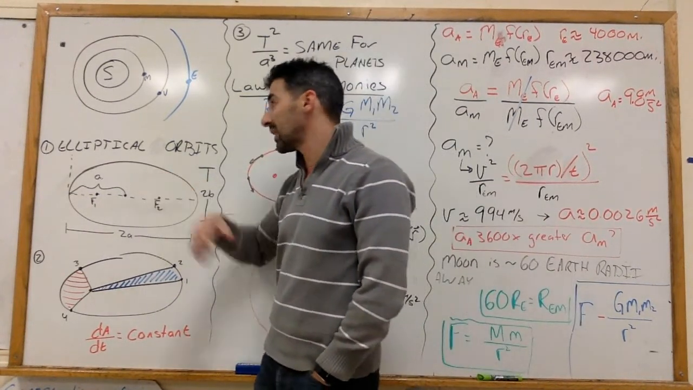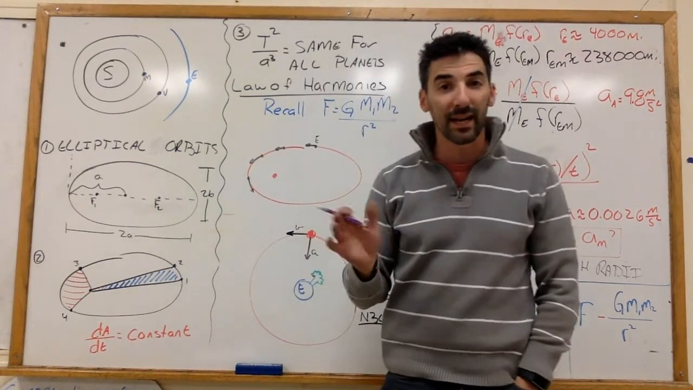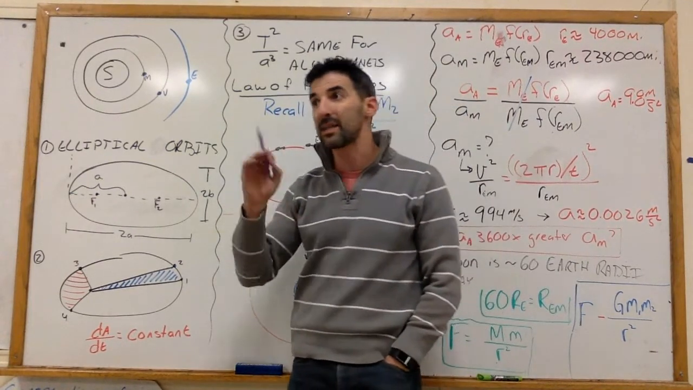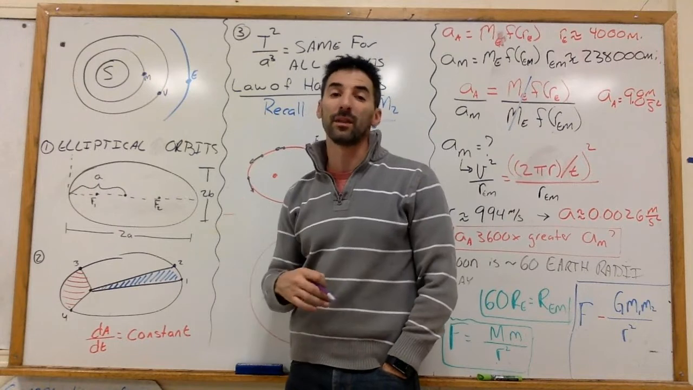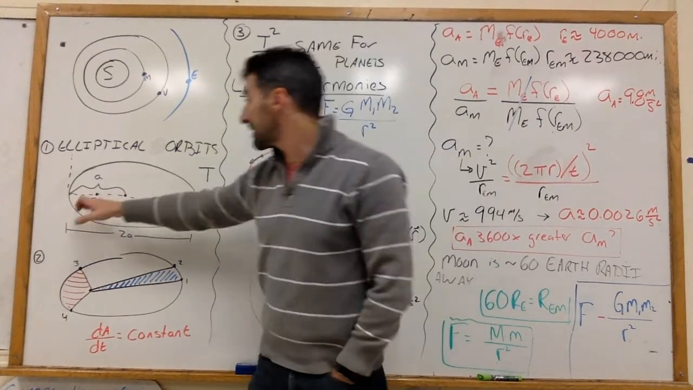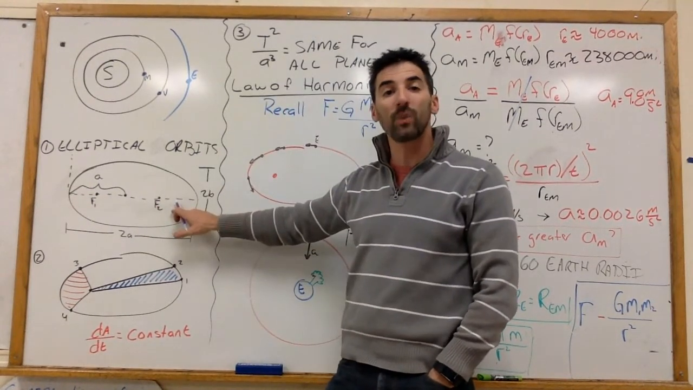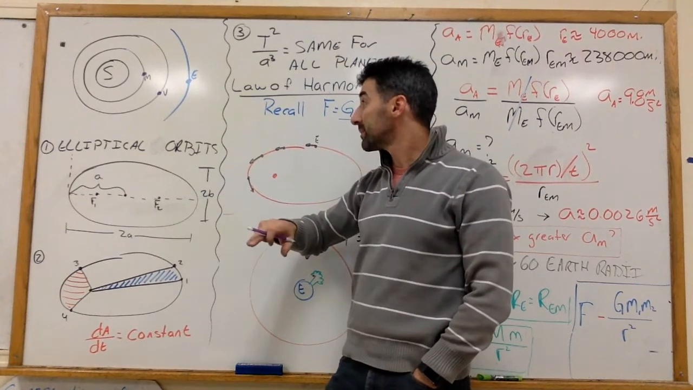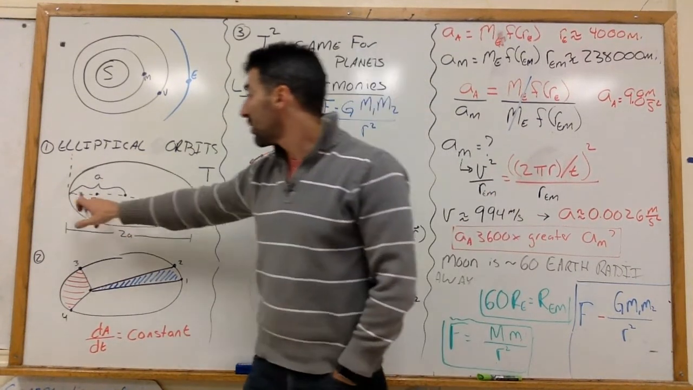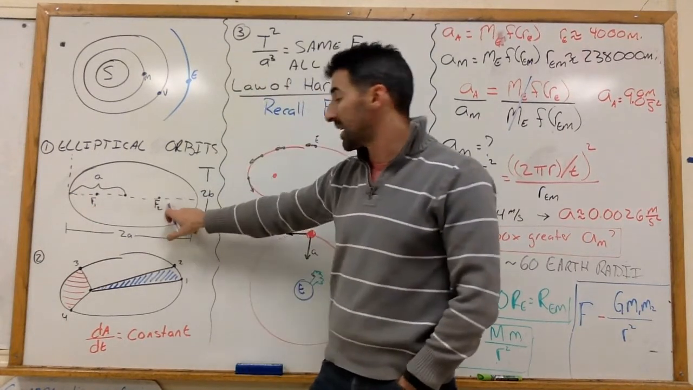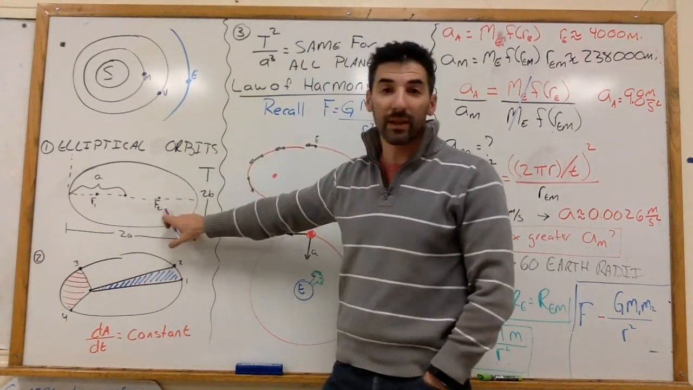His first law is the law of elliptical orbits. We know today that the Earth, as well as all the other planets, go around the sun in some kind of elliptical orbit. Well, this is a picture of my elliptical orbit, and this is what Kepler was able to come up with. We have two focal points, F1 and F2. The sun is at one of these focal points.